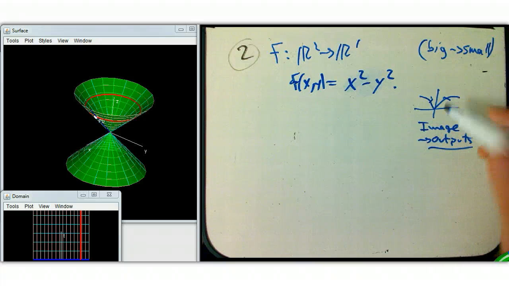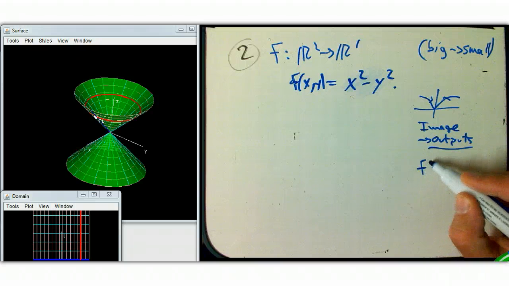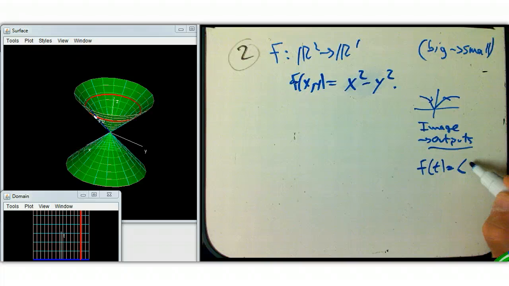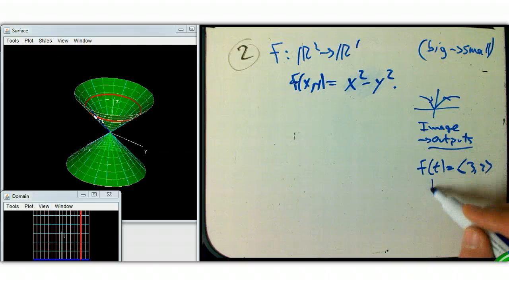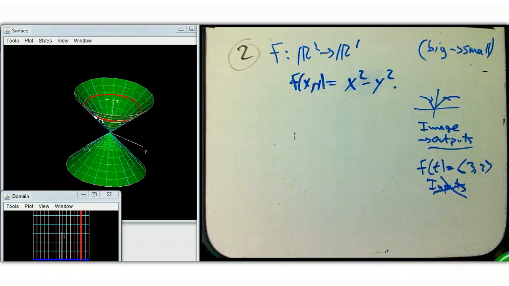If I had looked at a level set, like the set of t's where f of t equals some particular value, like 3 or 2, that would either be just a single number, or maybe 2 numbers. It's not very interesting, okay? So the inputs were not particularly interesting, and that's typical when we go small to big. We don't really focus on the inputs so much. It was the outputs, the image of this curve, all the outputs of f of t that was interesting.